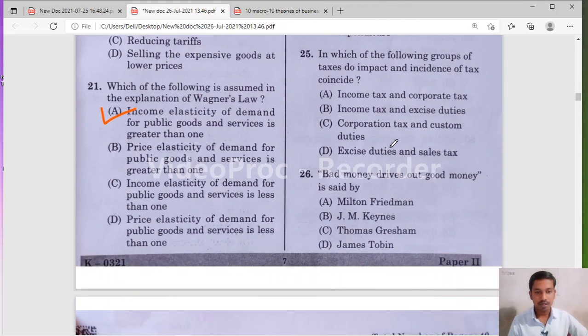Question number 25. In which of the following groups of taxes do impact and incidence of a tax coincide?